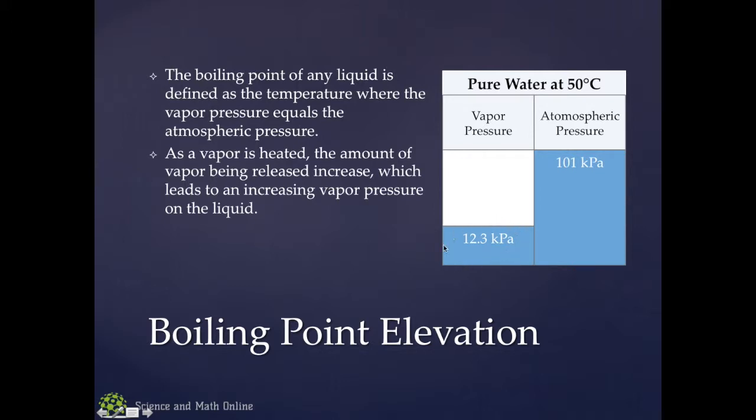So when it gets up to 50 degrees C, you've got a little more vapor, so a little more vapor pressure. Then you heat it up to 75 degrees and you're starting to get what looks like steam above it. You're getting a little more vapor pressure and a little bit more going on. Now it's relatively slow at first.